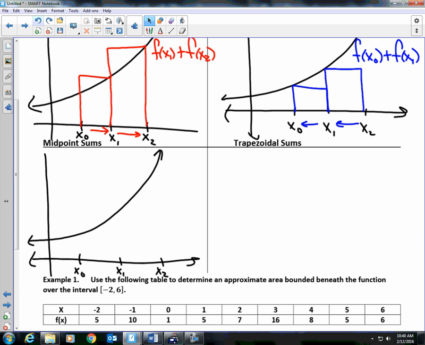Anybody want to take a guess how I evaluate a midpoint sum? Meet in the middle of the interval. So halfway between x sub 0 and x sub 1 would be right there. So that is the height at which I will create my rectangle. Again, right in the middle between x sub 1 and x sub 2.